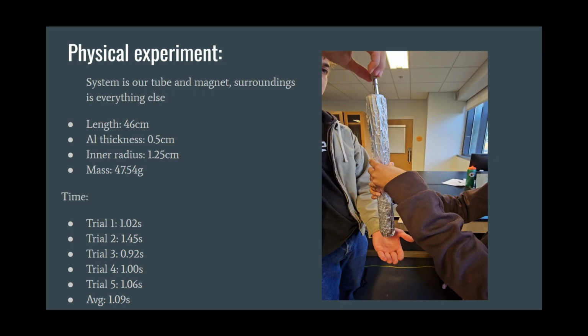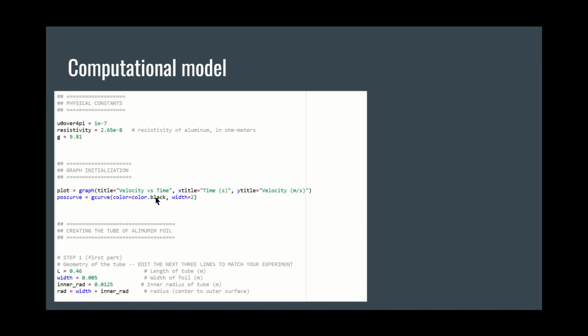In the computational model, we have our physical constants, which are just the ones we've been using since day one. We have a graph that's being initialized, and then step 1 is where we input the physical constraints of our lab, such as the length of the tube, the width, and the actual radius, which is the width of this foil plus the inner radius of the tube.